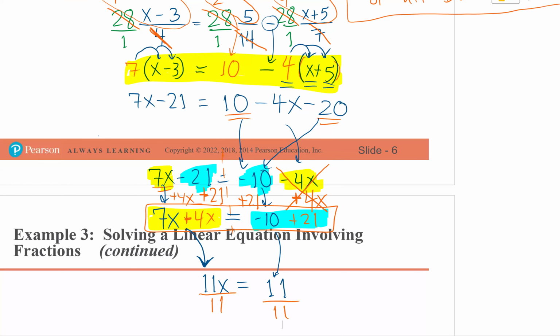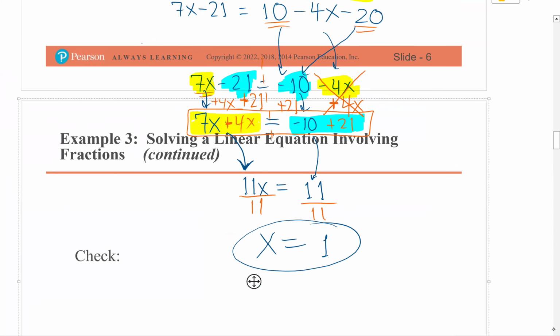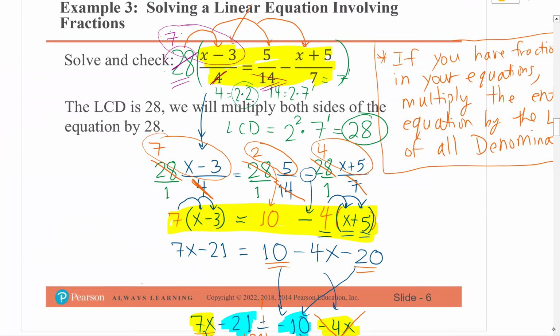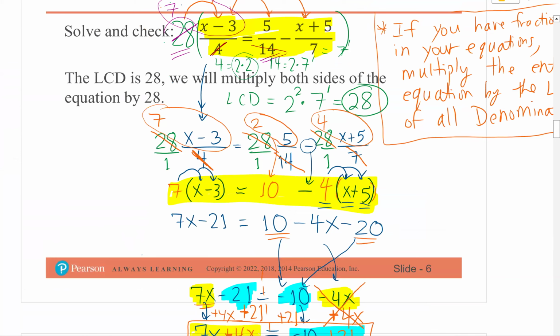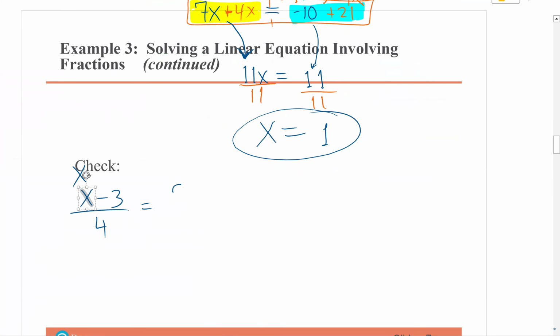Now checking is going to be tough. I need to replace all x's in the original equation with 1 and see if it's a true statement. I already forgot what the equation was. x minus 3 over 4 equals something. What was it? Don't tell me. 5 over 14 minus x plus 5 over 7. That's sad that I just saw it and I already forgot.